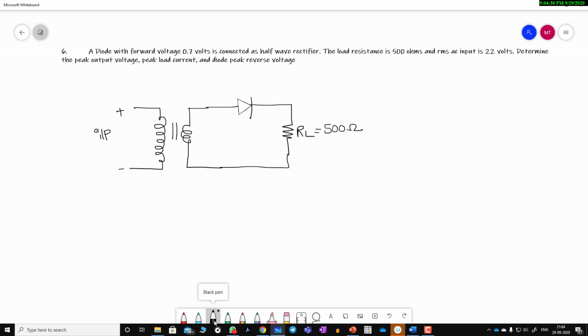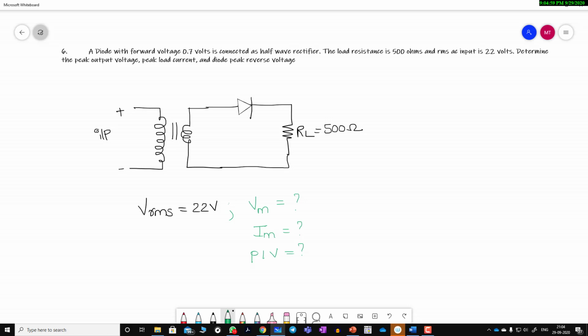So let us consider VRMS as 22 volt. Determine the peak output voltage. So we need to determine peak output voltage, which is nothing but Vm. Next, peak load current, so we need to find Im. Next, peak inverse voltage.